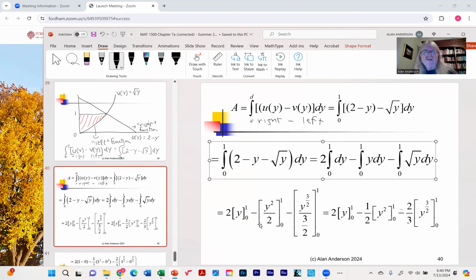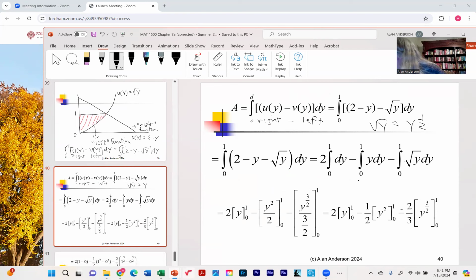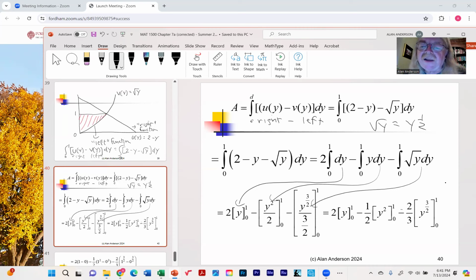So in other words, here it is. We're going to break it up into 3 separate integrals. We have 2 dy minus y dy minus radical y dy. And just keep in mind that radical y is y to the 1/2 power. So based on the power rule, this is y squared over 2, and this is y to the 3/2 power over 3/2, which we simplify here, which we should do.